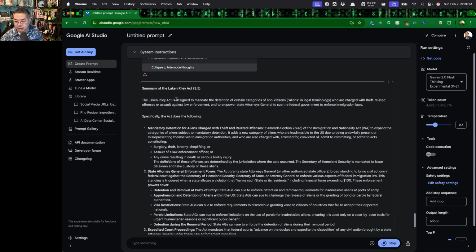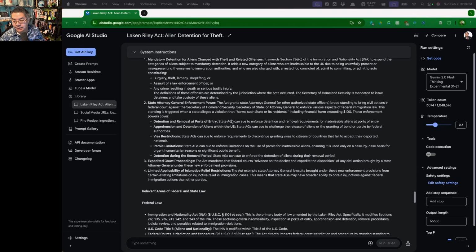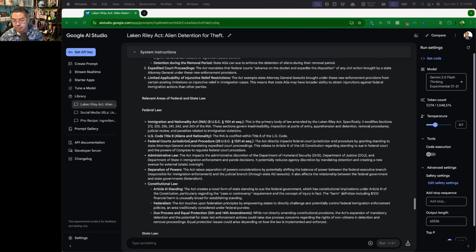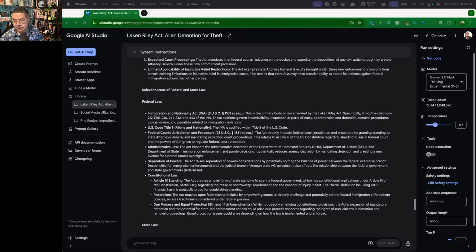And it says the law is designed to mandate the detention of certain categories of non-citizens who are charged with theft-related offenses or assault against law enforcement, and to empower state attorneys general to sue the federal government to enforce immigration laws. Okay, so that's what is in the box. And then it pulls out the relevant areas of federal law in the United States: the Immigration and Nationality Act, U.S. Code Title 8, federal court jurisdiction, and so on and so forth.